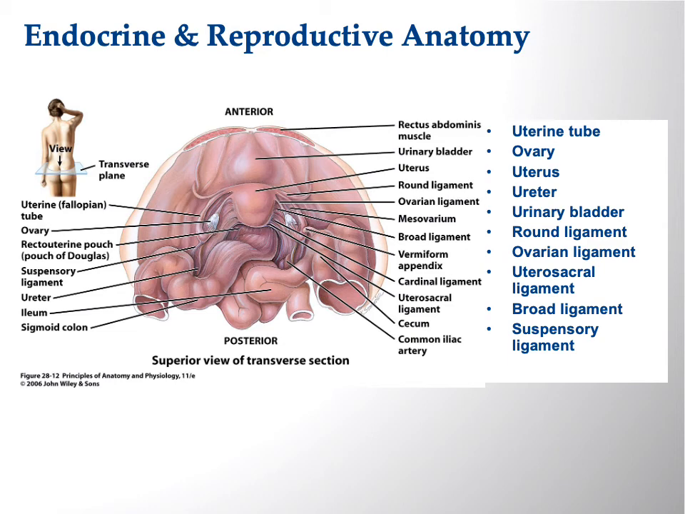There's also the broad ligament, all right? The broad ligament we're going to see in a different view. Why is it called the broad ligament? Because it's broad. It's a very wide ligament. We'll get a better view of that later. Then the suspensory ligament is yet another ligament that's holding the uterus in place. And I think once again we'll get a better view of that coming up on another slide.